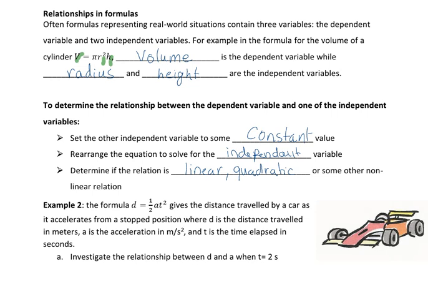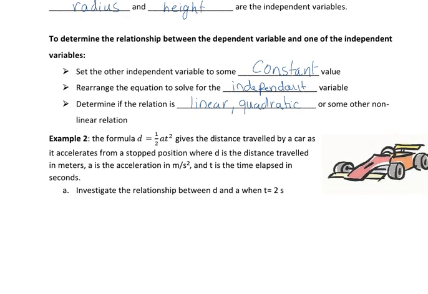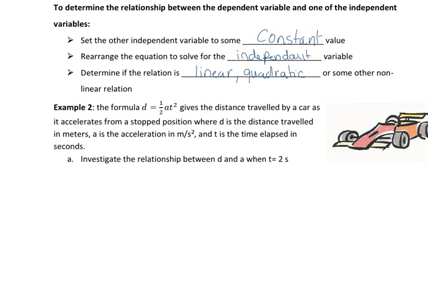Let's look at an example. What do I mean by all of this? So if I look at the formula, distance equals 1/2 a t squared, where a is the acceleration. So that's basically the distance traveled by a car as it accelerates. So a represents acceleration from a stop position, where d is the distance traveled in meters, a is the acceleration in meters per second squared, and t is the time elapsed in seconds. So they gave us a formula and they gave us what each letter represents. Are we okay with that so far?